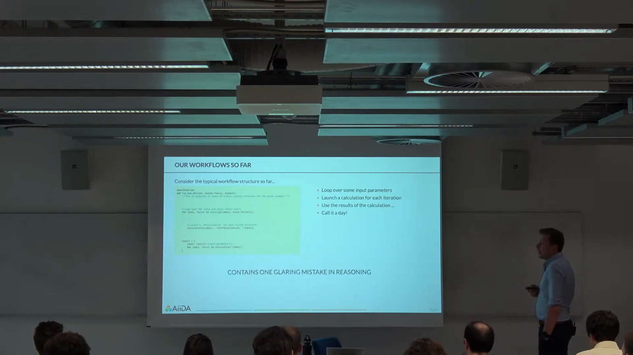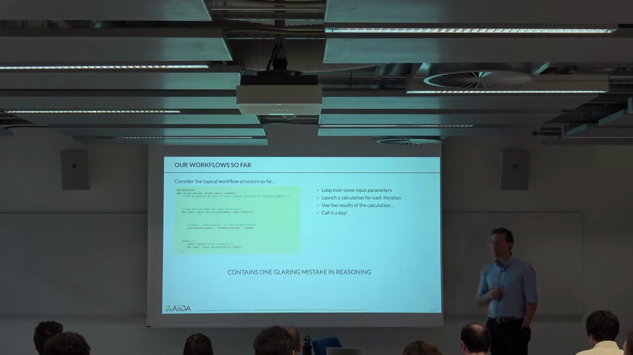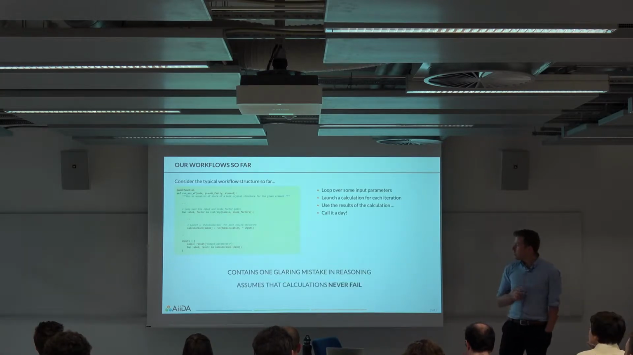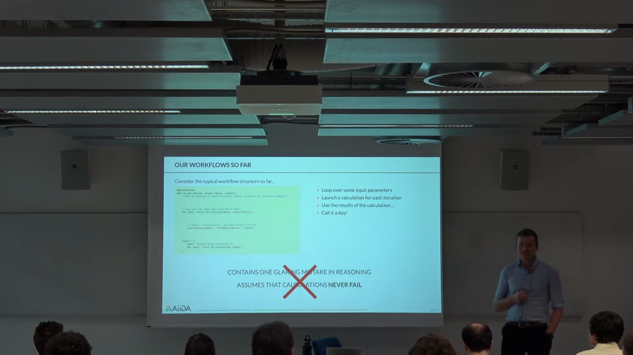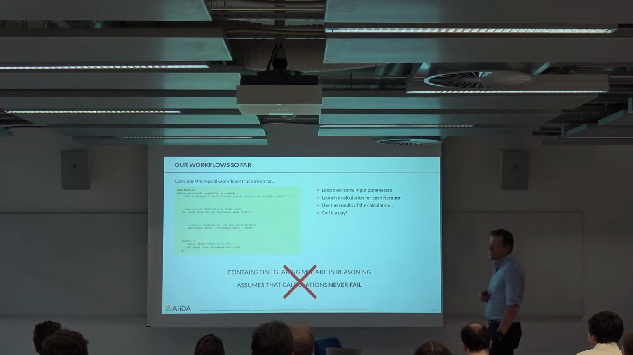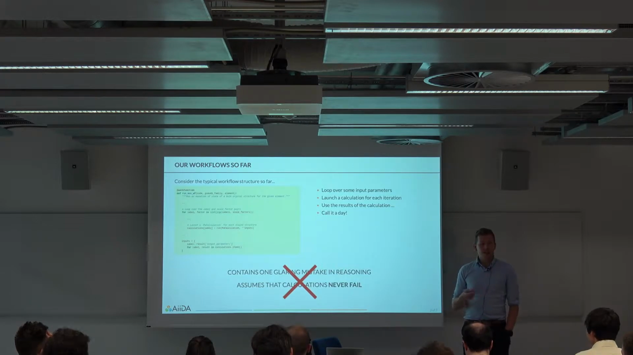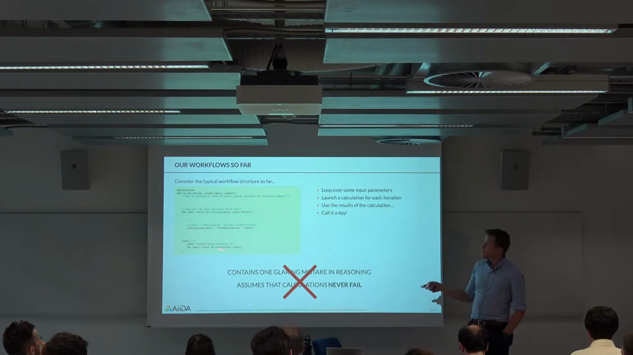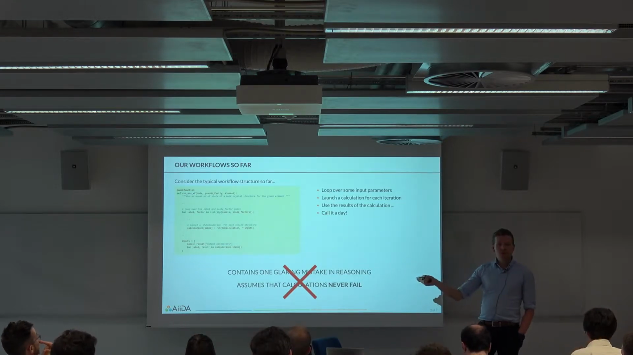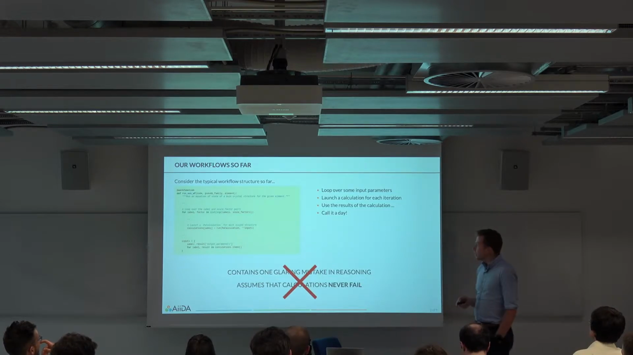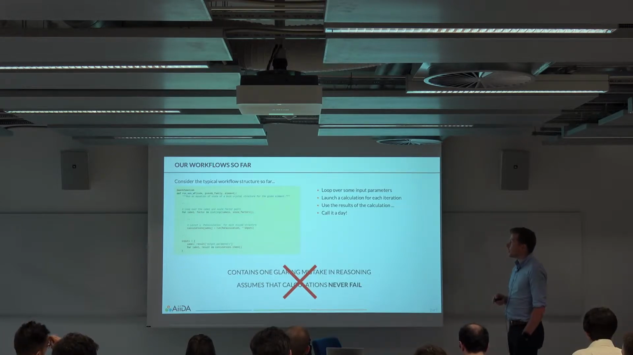Except this has one big glaring mistake in the reasoning. It assumes that calculations never fail. As you probably know, this is not a realistic expectation. Calculations fail all the time. We of course picked these examples and these inputs so that the PW calculation converged without any problems. So we were safe in just assuming that the results were there and using them. Now, in real life, this is not the case.